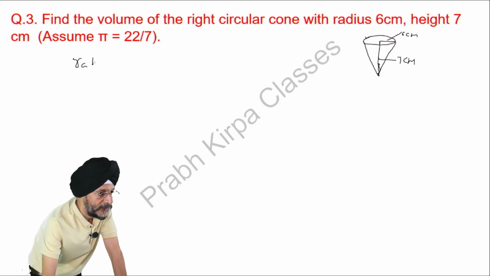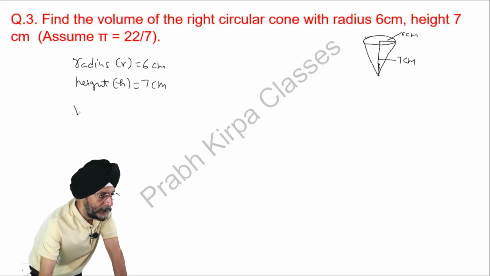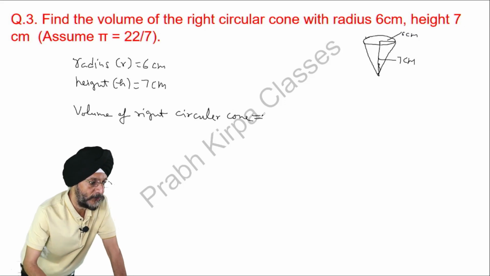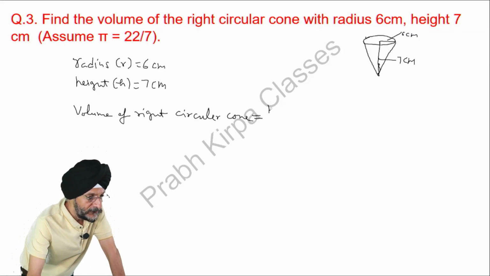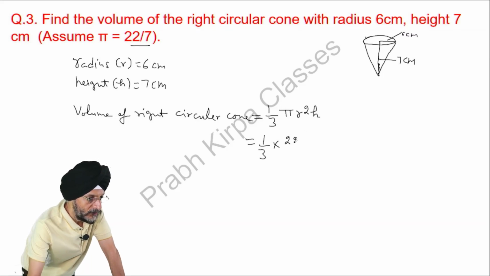So here we have been given radius as 6 centimeter. We have been given height as 7 centimeter, and we have to calculate volume of right circular cone. And what is the formula for calculating the volume of the cone? It is 1 over 3 pi r square h. We fill in the relevant values. What is the value of pi? It has been given as 22 over 7.